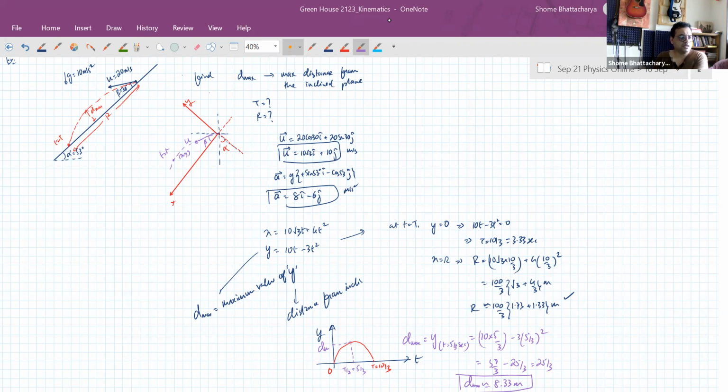So very good, Siddharth, your answers were correct. This will be very close to 100 meters, slightly greater than 100. So anyhow, with that we complete projectile motion today.